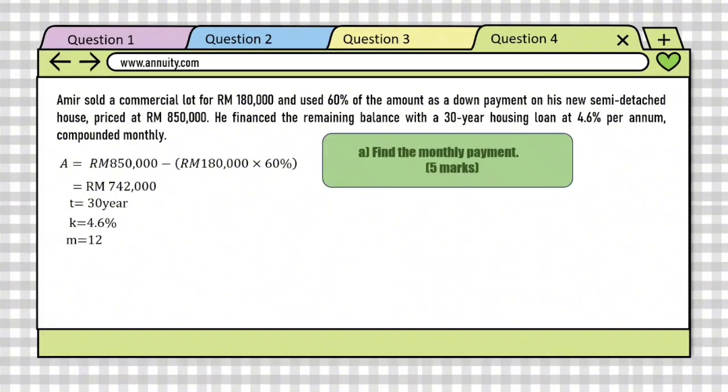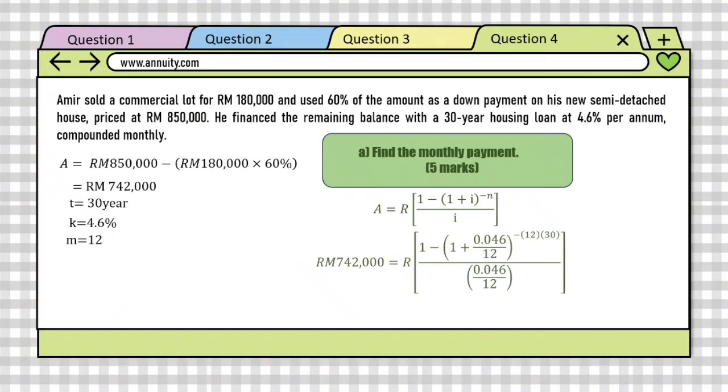Here is question A. Find the monthly payment. So here we immediately know that this is an annuity. So here is the formula we need to use. Then we need to fill in the formula with the information given. After that, we will get the answer for question A.